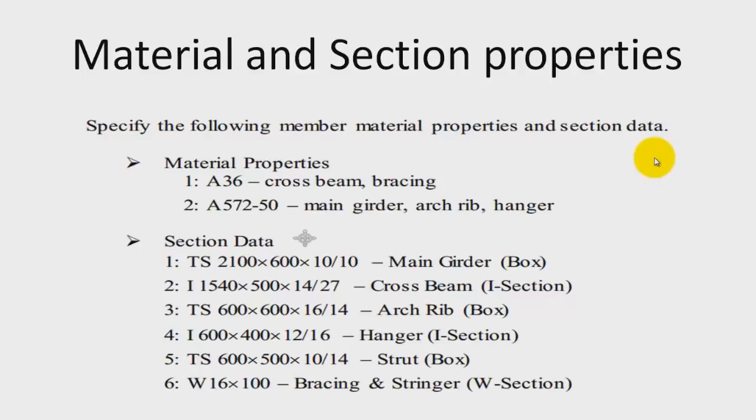So two types of material. All are steel materials, one for the cross beam and the bracings, and one for the main girder, the arch rib and the hinge. And six different sections for this bridge.